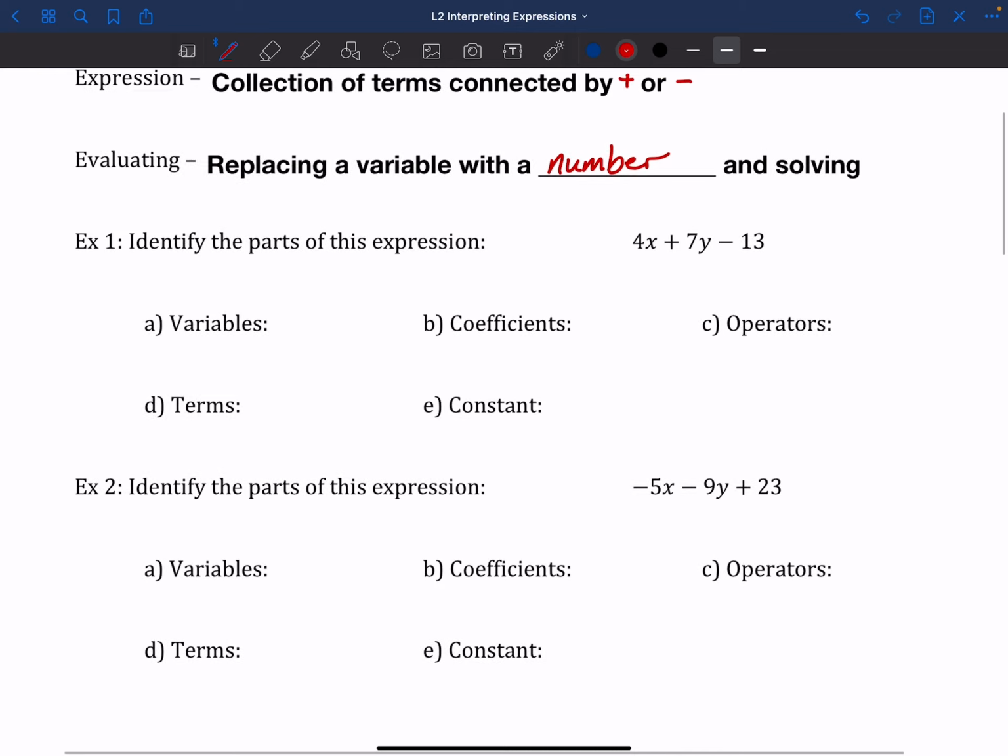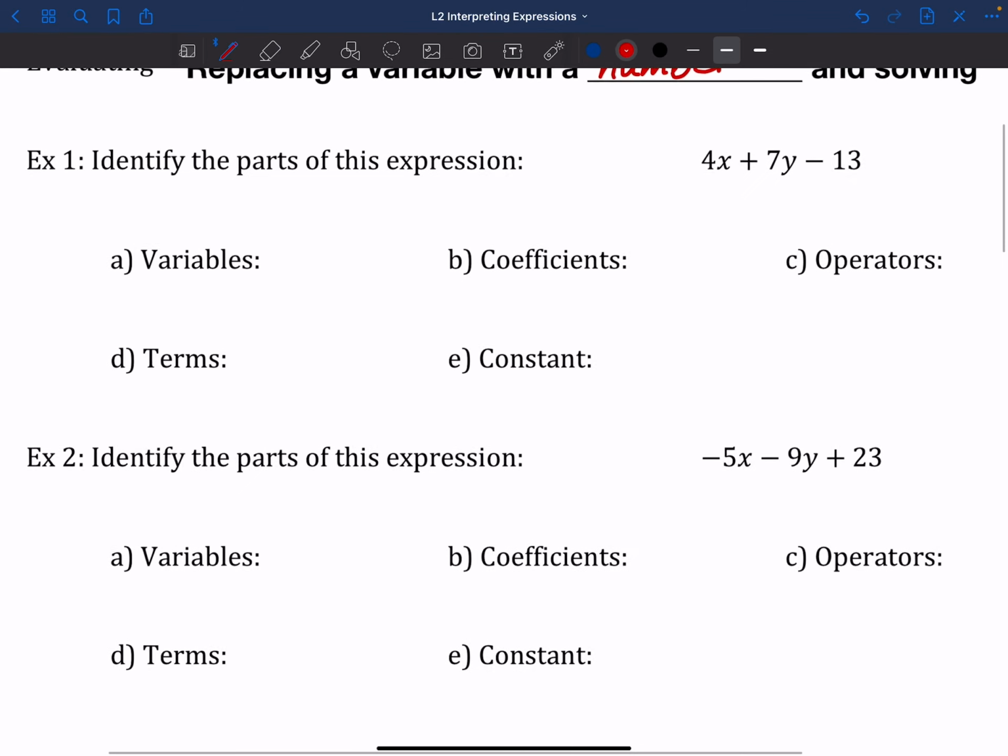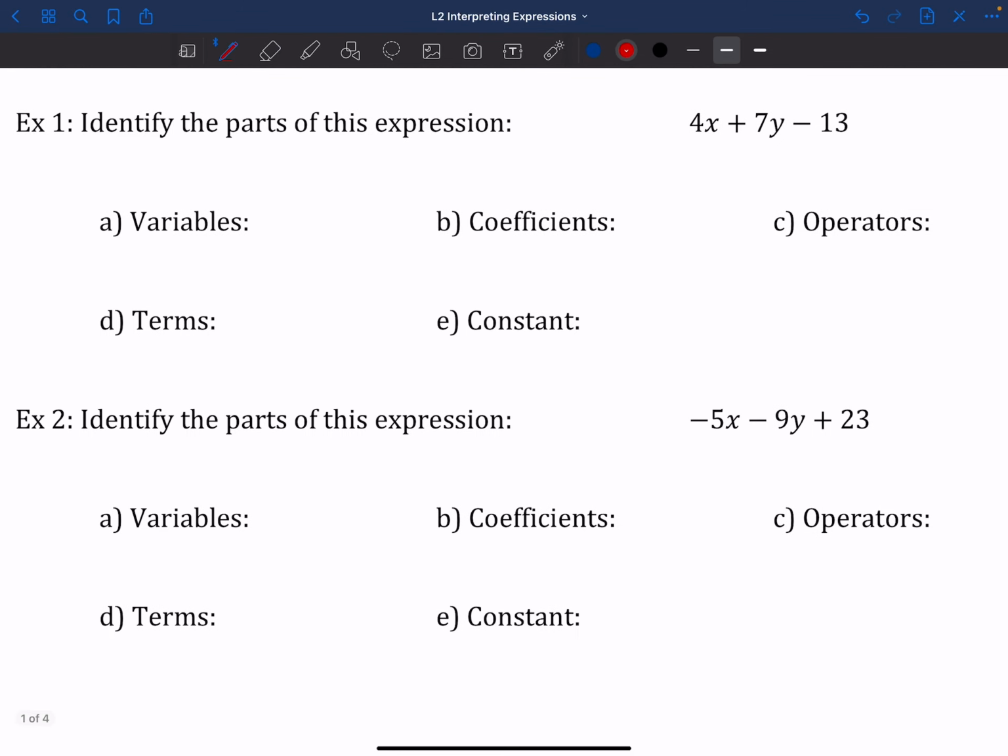All right, so what we're going to do here is try to identify the different parts of this expression. We've got 4x plus 7y minus 13. First up are the variables. The variables are just the letters that represent numbers we don't know. So if I'm looking in there, my variables would be x and y.